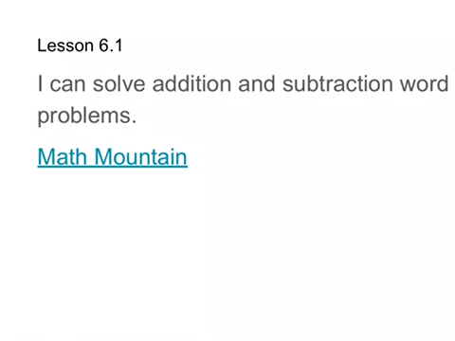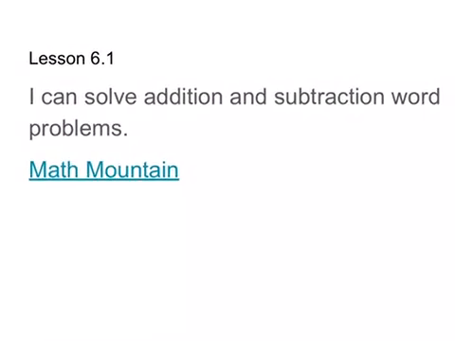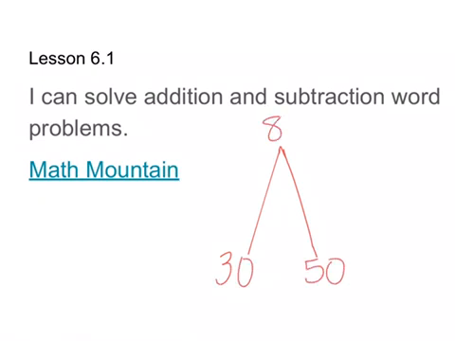And we're going to be using Math Mountains, and I know you used the Math Mountains in second grade. So a Math Mountain is this. So if you had, say, 30 plus 50, it would equal 80, okay? So what you can see is the total is up here, the total amount when you add numbers together, and the number over here is the add-in, and this is also called an add-in.